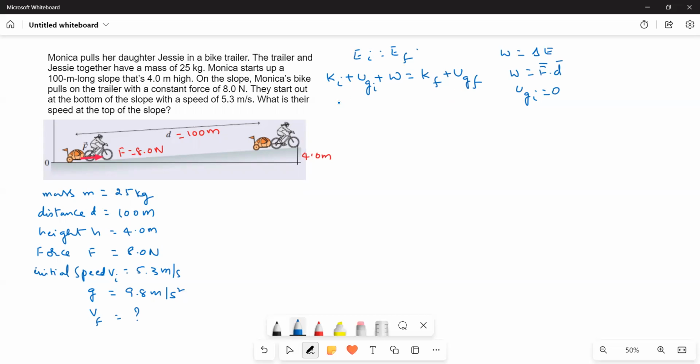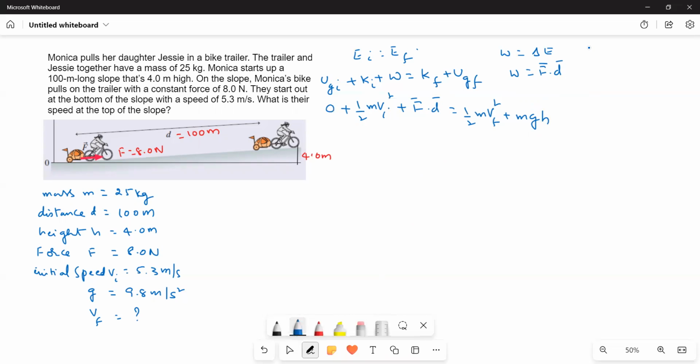So I will write the actual values here. Ugi plus Ki plus work done, so that there won't be any confusion: 0 plus half m Vi square plus F dot d is equal to half m Vf square plus m g h.